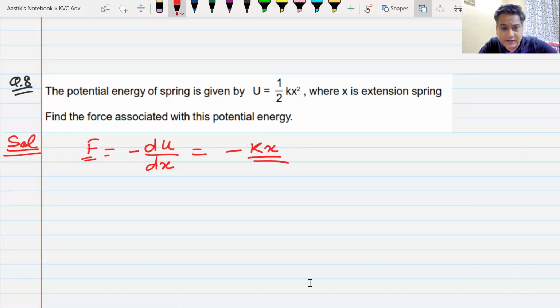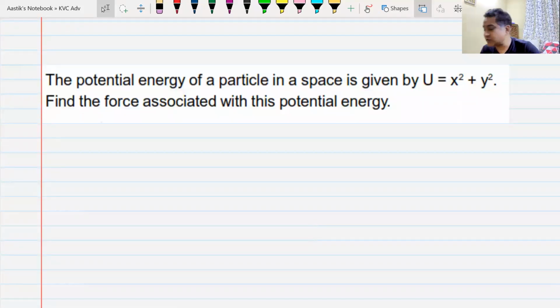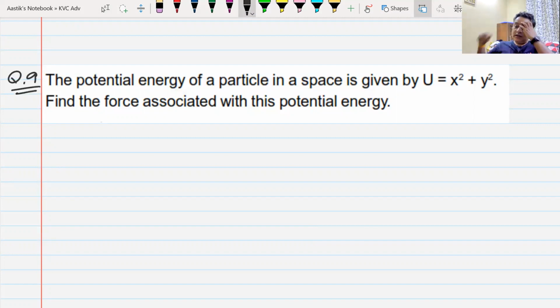Up till now the force was one dimensional. Now we move on to force which is two dimensional. Here you have the next question. The potential energy of a particle in space. Now this question will only come in the domain of JEE Advanced. The potential energy of a particle in space is given by U equals x squared plus y squared. What is the force associated with this?